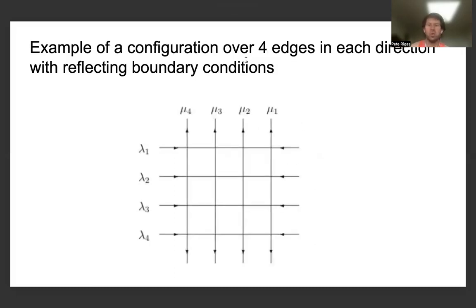And this is an example of the configuration over 4 edges, which is enforced with reflecting boundary conditions. And it's pretty closely related to the other type of configuration that we had given earlier, in which we had those three interconnected pieces, which had the spectral parameters minus lambda1, lambda1, minus lambda2, lambda2, and minus lambda3, lambda3.